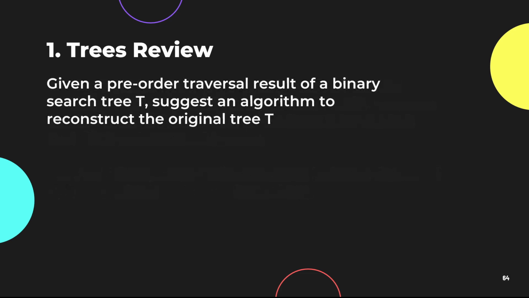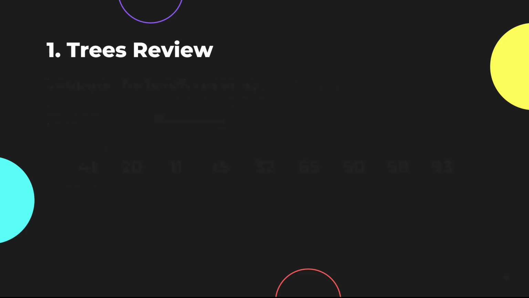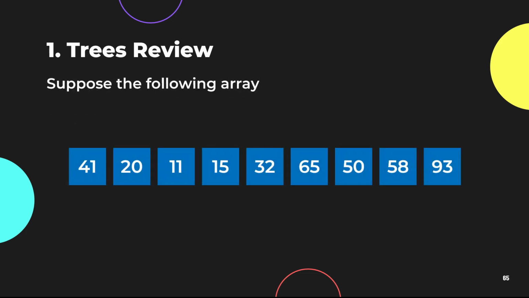One last question for trees. Given a pre-order traversal result of a binary search tree, how can we construct the original tree? Now this is a fun part which is covered in 131S. Any ideas? Let me just show a pre-order traversal here. How do I change this into a binary search tree?